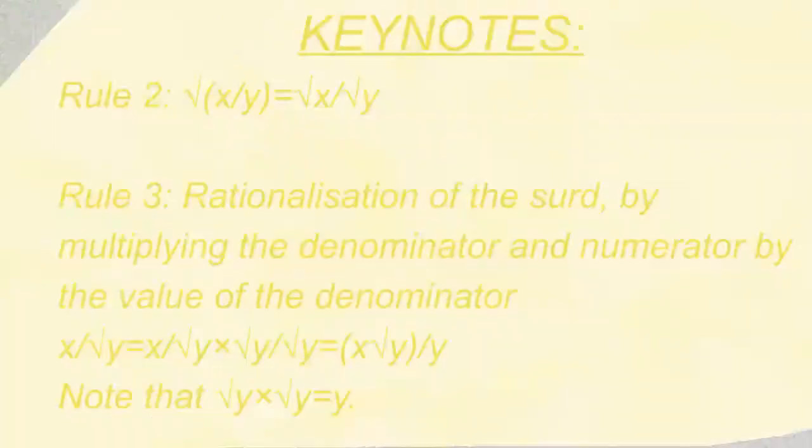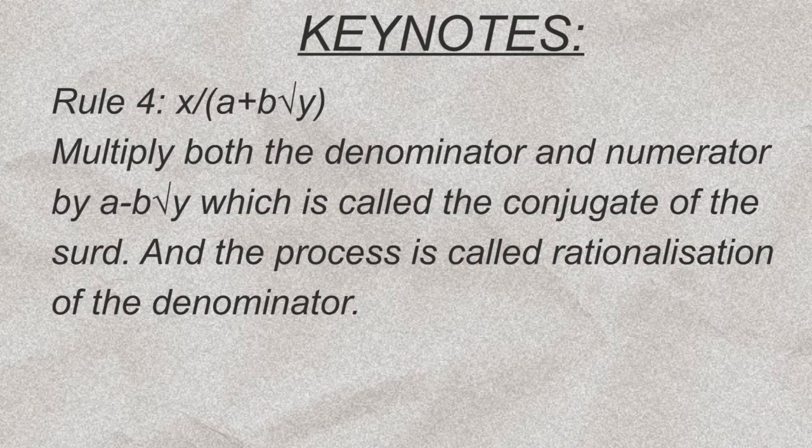Now we are going to look at rule 4. When you are given a larger denominator and you are asked to find the value, let's say we are given x over a plus b root y. The denominator is an addition of two values in which the other one is a surd. In this case, we also need to rationalize, and that denominator is called the conjugate of a surd. Now, when we are given this kind of value, we are asked to simplify. All we need to do is to multiply both the denominator and the numerator by the conjugate of that value, a plus b root y.